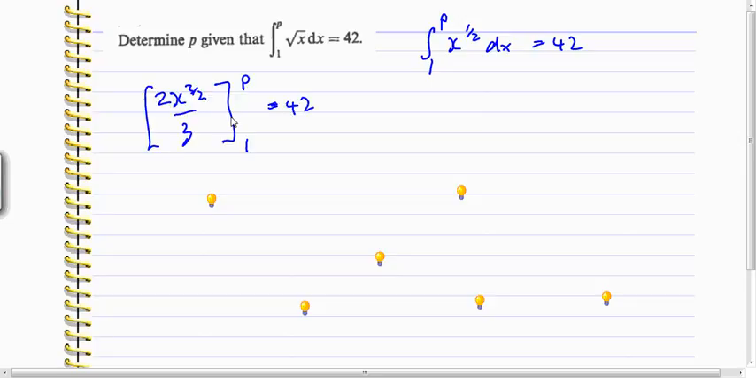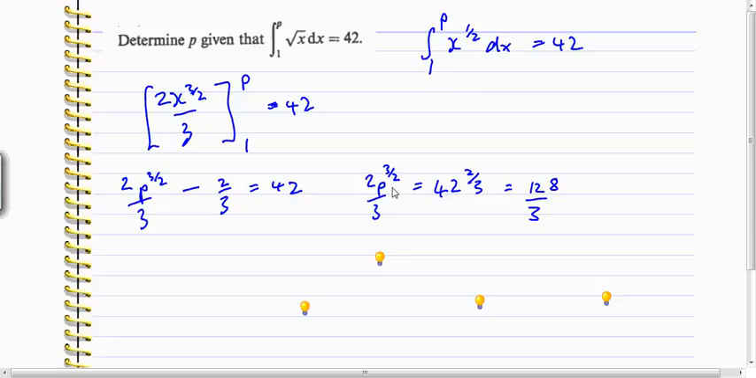So we carry out the integration. That becomes x to the 3 over 2, divided by 3 over 2, which puts the 3 down below and the 2 above here, and that equals 42. We now sub in the upper and lower limits, so we've got 2p to the 3 over 2 over 3, minus, and when we sub the 1 in, we just get 2/3, equals 42.